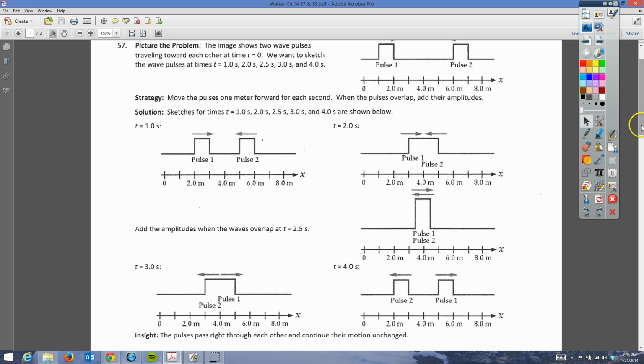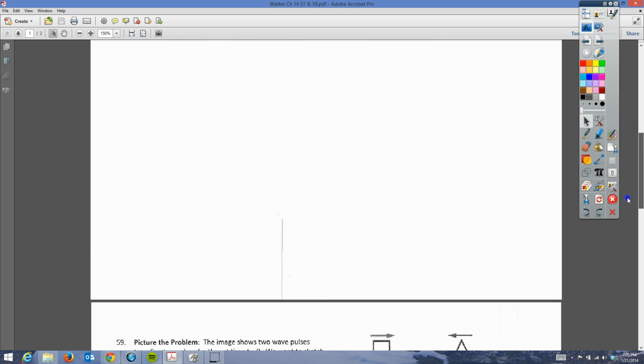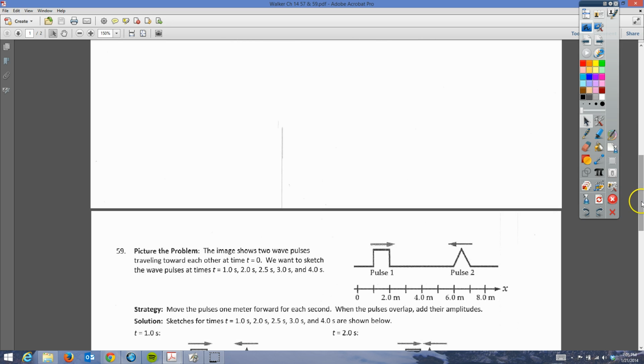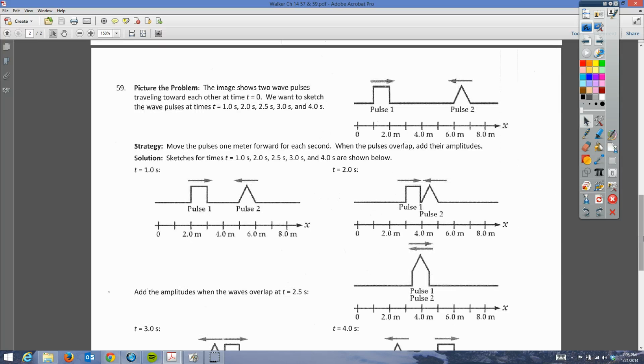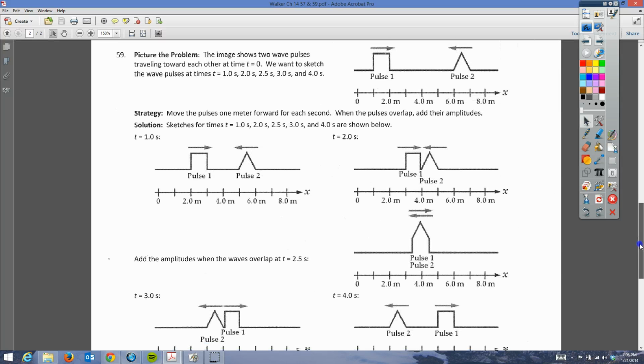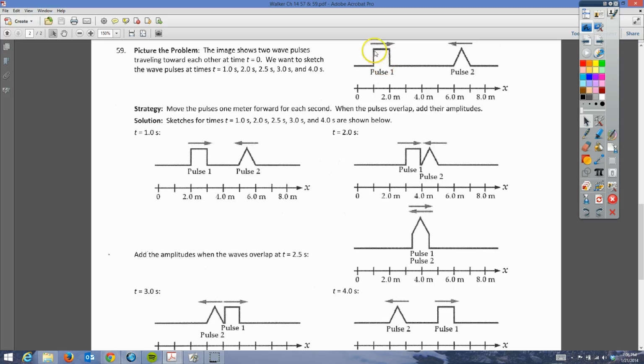I have seen these on the AP test. They're typically not this easy, but they are very manageable and they're pretty easy points to get. This is one that's a little bit more like what you would see on an AP test because they are different shapes. So you have more of a square shape and more of a triangle shape. And once again, they're moving towards each other.